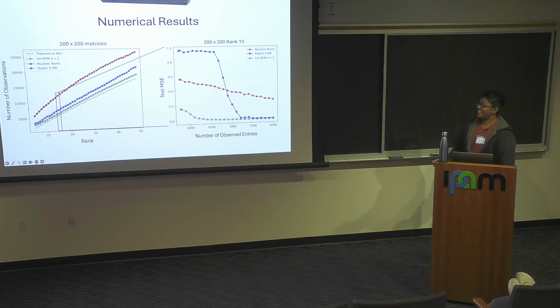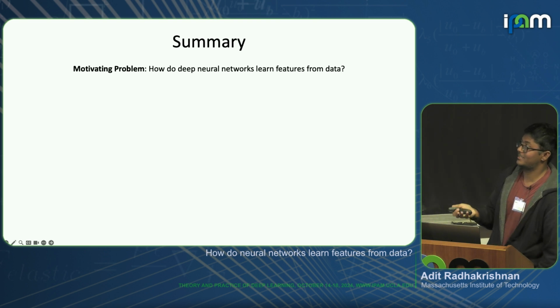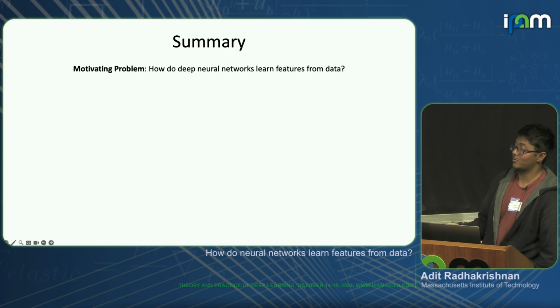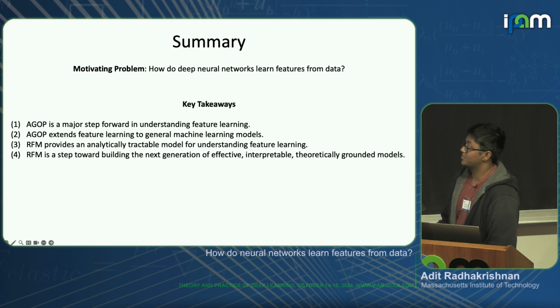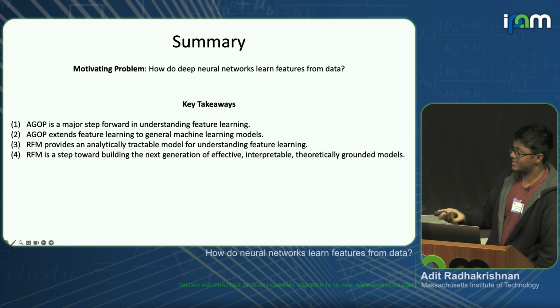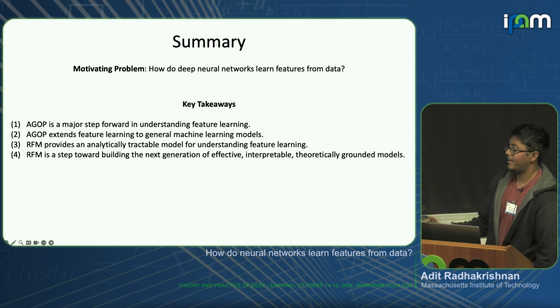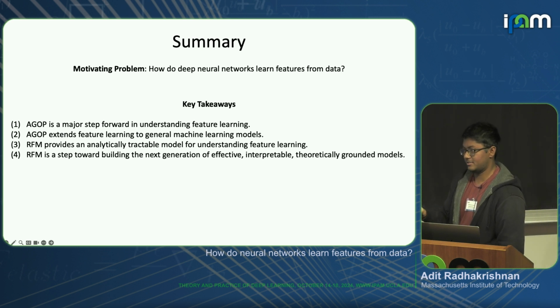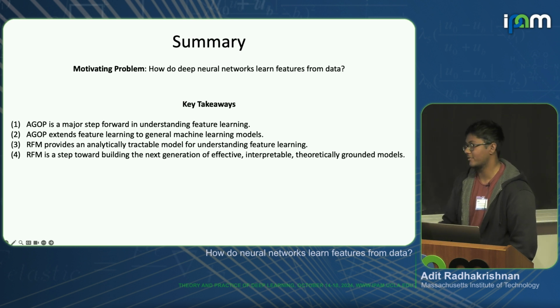So, with that, I wanted to conclude the talk and say that we started with this ambitious, motivating problem of understanding how deep neural networks learn features from data, and this has been a very fruitful question for us. Some key takeaways: it's becoming clear at least that AGOP is a key mechanism for understanding feature learning in general machine learning models, just beyond neural networks. And also that RFM in certain cases is a nice, analytically tractable model for understanding various deep learning phenomena, and Misha will give another example today.